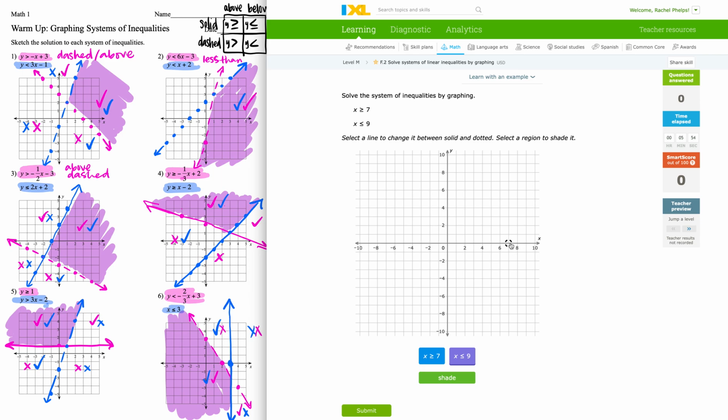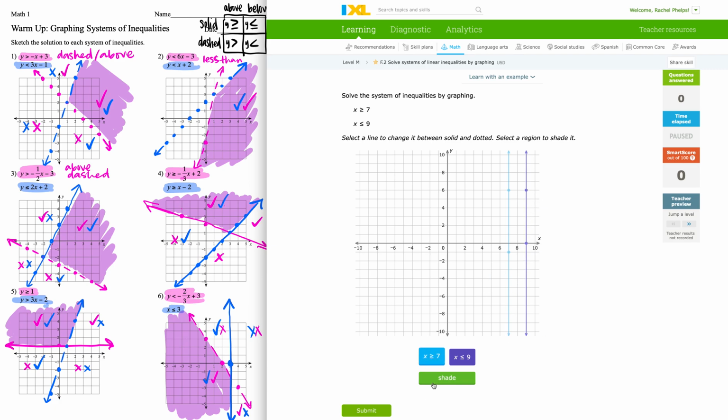If x is greater than 7, I've got a vertical line at 7, greater than or equal to, I read that wrong. And x is also less than or equal to 9. In order to switch the line, you do have to click the other color. I also have another vertical line. And we got to think about this.